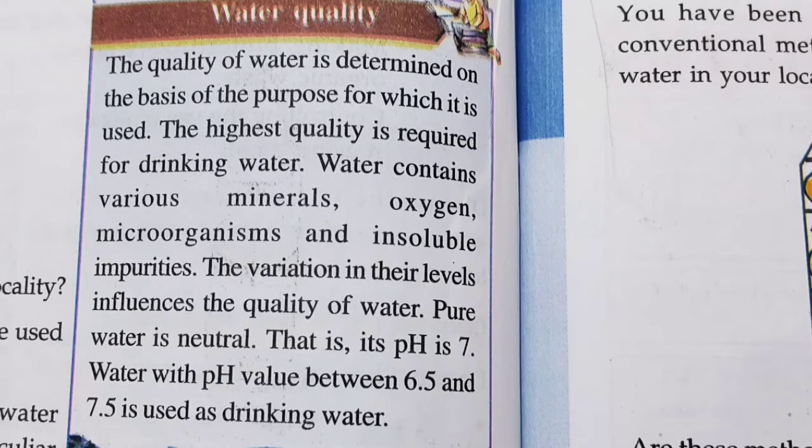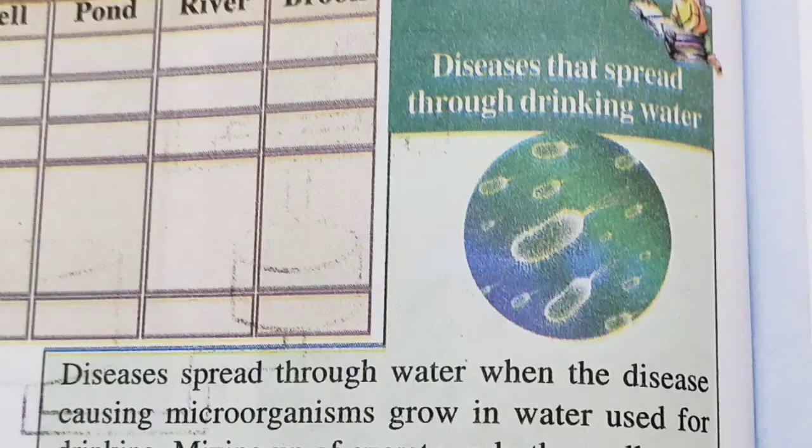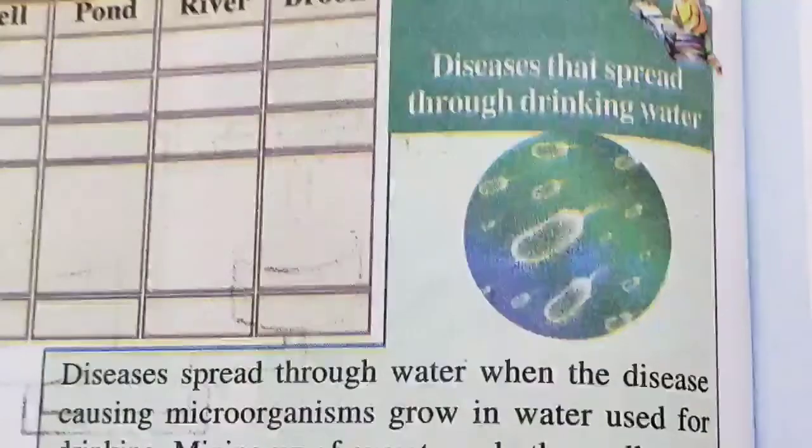Water contains various minerals, oxygen, microorganisms and insoluble impurities. The variation in their levels influences the quality of water. Pure water is neutral, that is, its pH is 7. Water with a pH value between 6.5 and 7.5 is used as drinking water. Diseases spread through water when disease-causing microorganisms grow in water used for drinking.